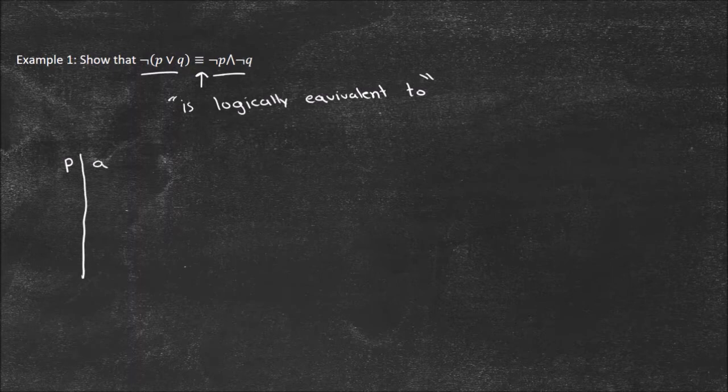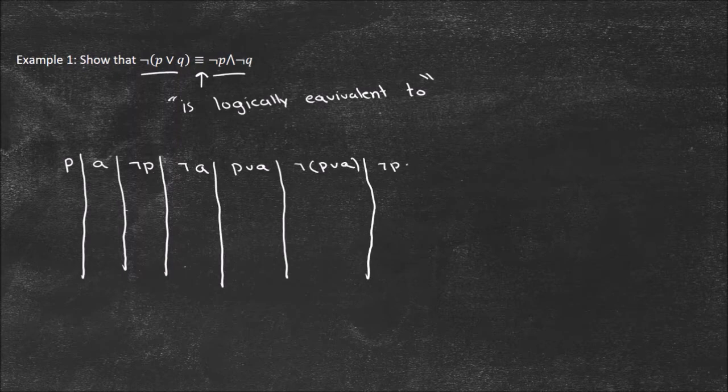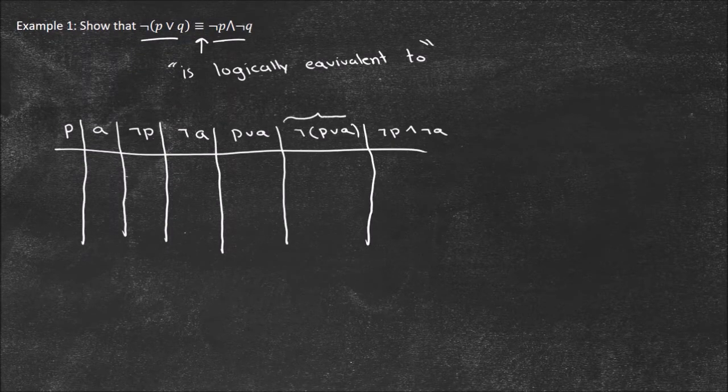The building blocks for both of these are P and Q. Then I see that I have not P and I have not Q, so I'm going to include those next, because I want to start with simplest and then move out to most difficult. What do I have next? I have P or Q. Then I have not (P or Q). Then lastly, I have not P and not Q. So these are the parts of the truth table, and what I'm going to be comparing are these last two columns. I'm going to be comparing this column to this column, and if they have the same truth values, then we can say they're logically equivalent.